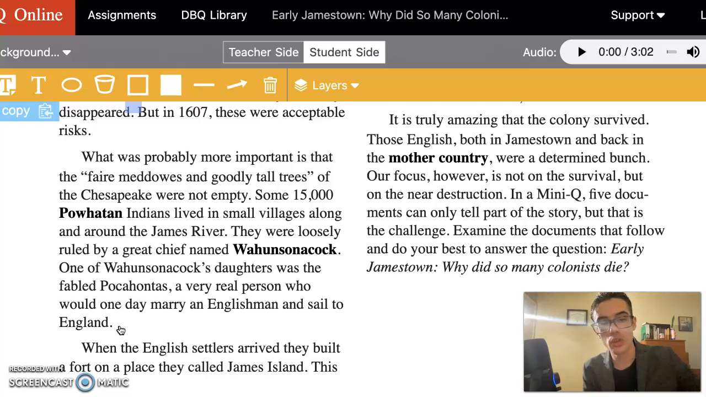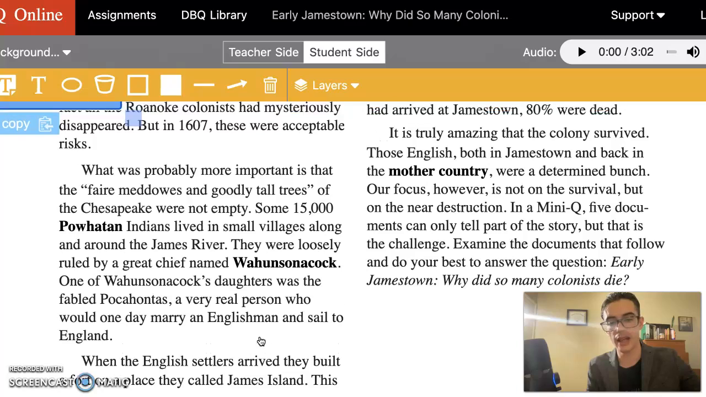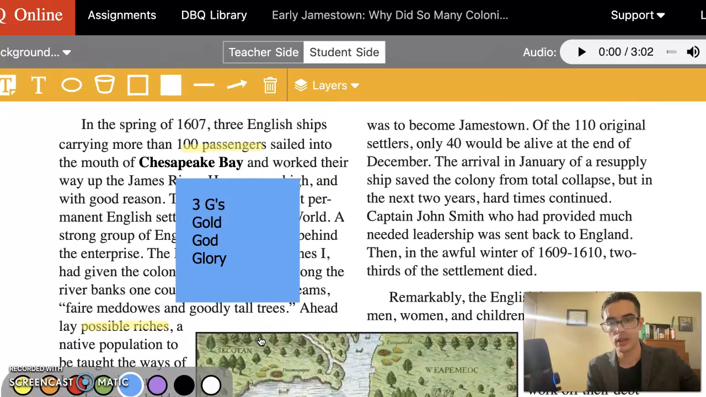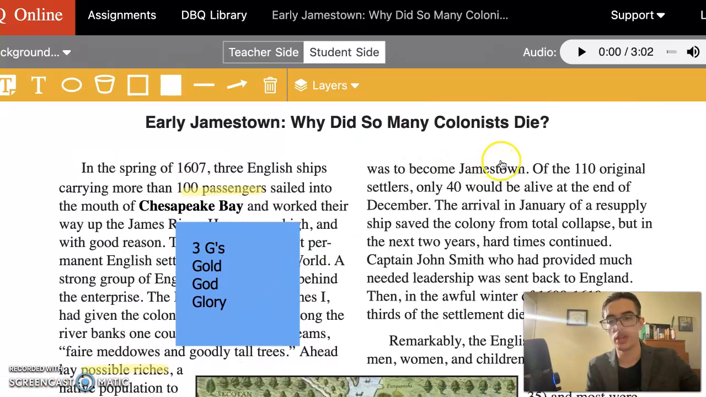So this guy is a super powerful chief, okay? He is going to declare war on the colonists in a little bit, and we're going to see just how powerful his tribe is. So when the English settlers arrived, they built a fort on a place they called James Island. This was to become Jamestown.